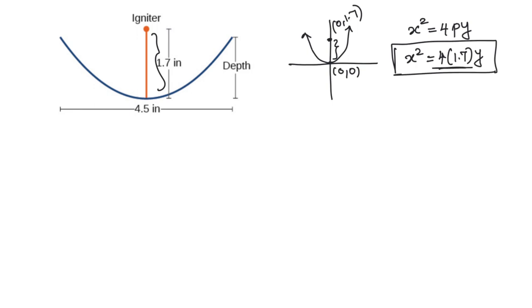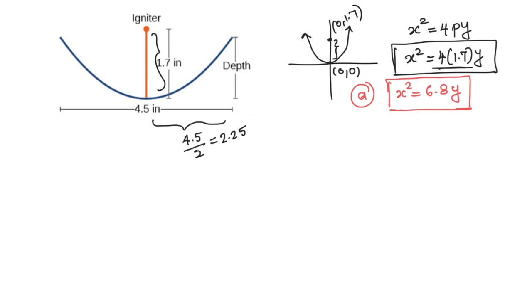I can just multiply this and write it neatly. If I multiply, I'll get x squared equals 6.8y. So this is the equation of the parabola. So we got the answer for part A.